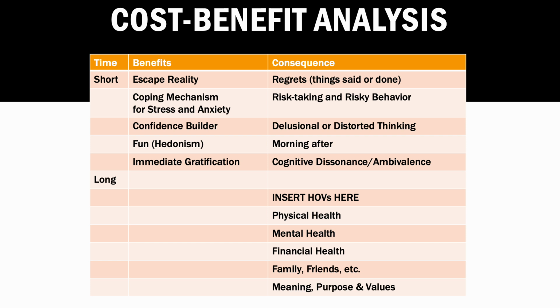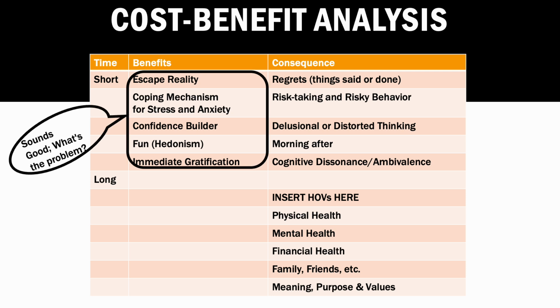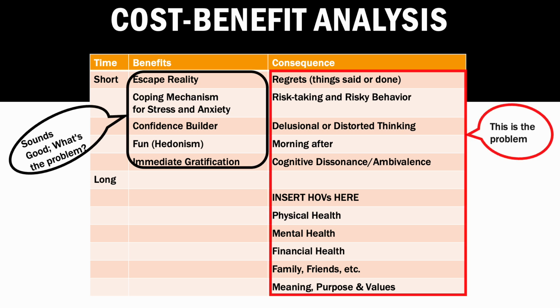2019. As you can see, the matrix is broken into 4 quadrants: short and long-term benefits of addiction and short and long-term consequences of addiction. So we start with the short-term benefits. At this point, you may ask, well, this sounds good. What's the problem? Well, here's the problem. The array of consequences which renders addictive behavior unsustainable.